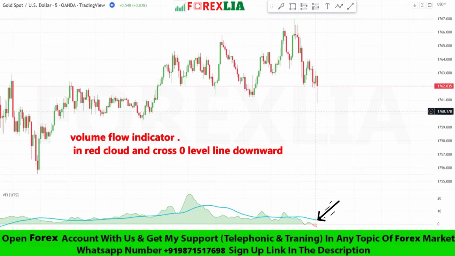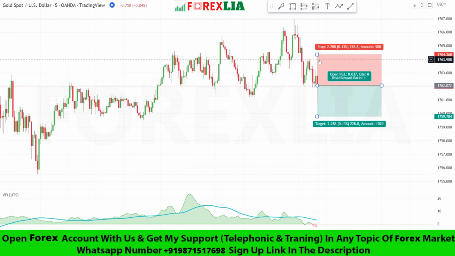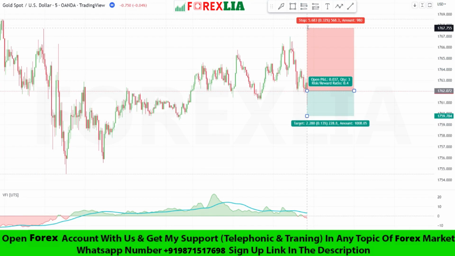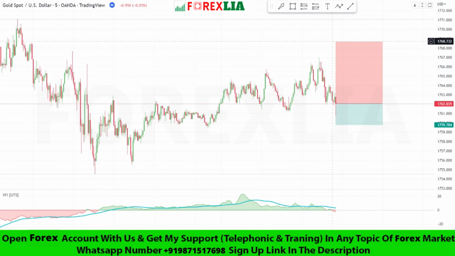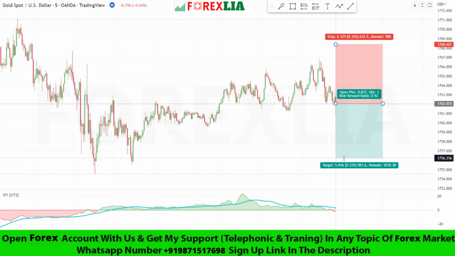Here is sell signal confirmation. We place sell trade here. Set stop loss previous high point. Set profit target 1:1.